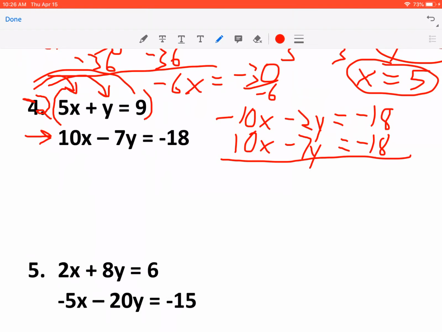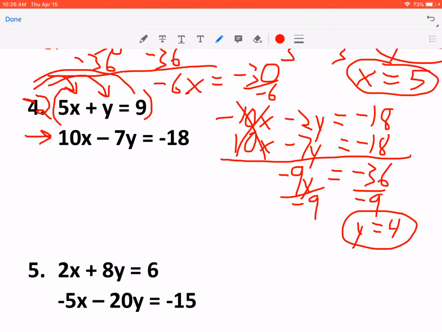Now, the x's eliminated each other, and the minus 10x and a 10x cancel. What's a negative 2y minus 7y? That's minus 9y, or negative 9y. What's negative 18 and a negative 18 combined? That's negative 36. Divide by negative 9, and you should have y is equal to 4.